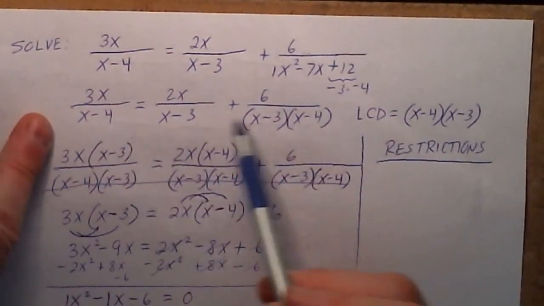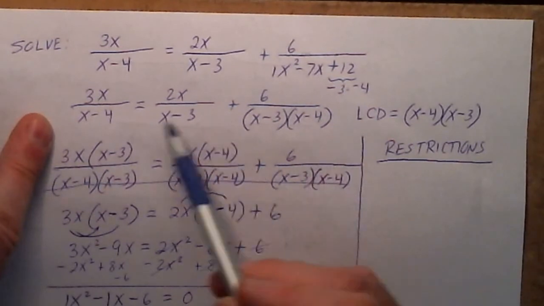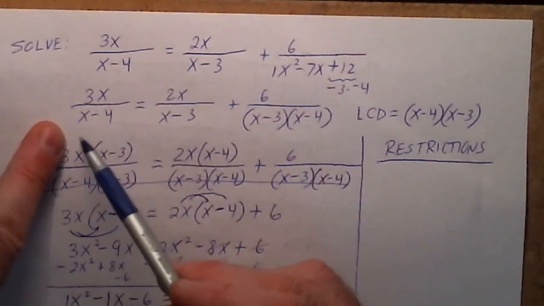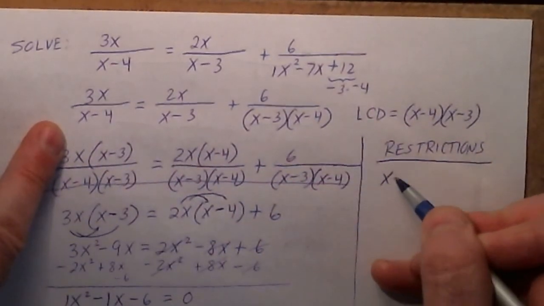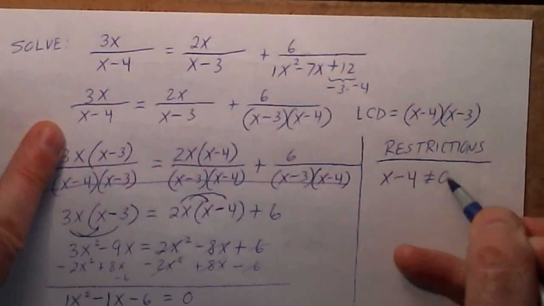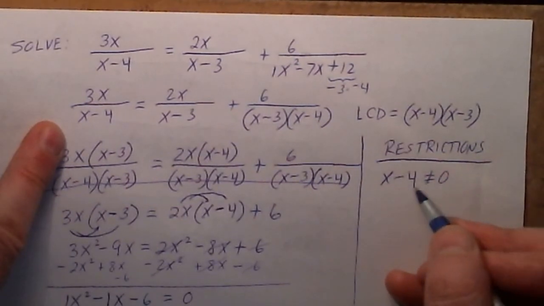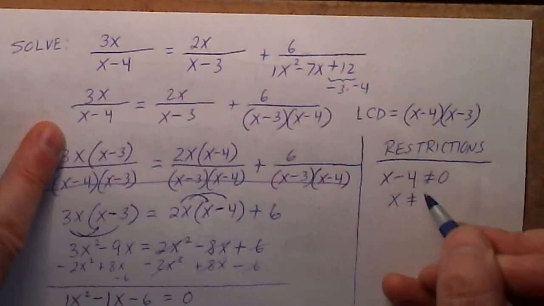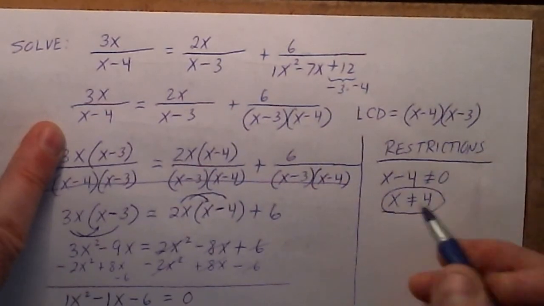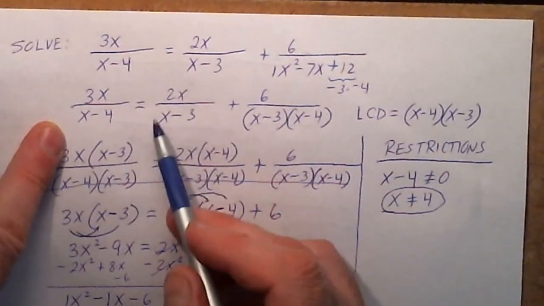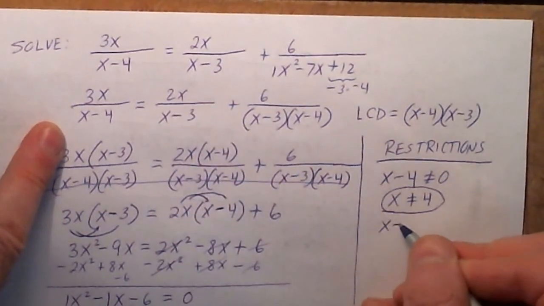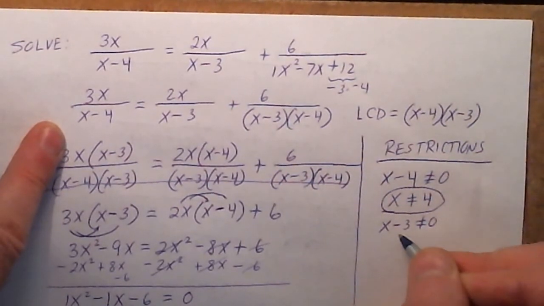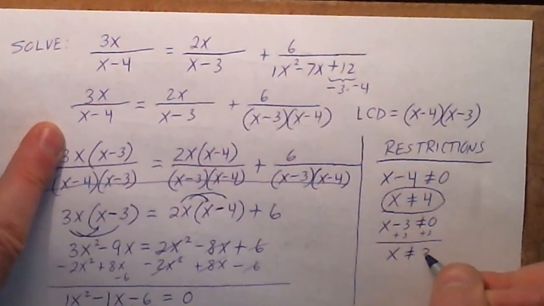I'm going to look at the rational equation where all of our denominators have been completely factored. In order for this denominator never to be equal to 0, x minus 4 better never be equal to 0. So x minus 4 better never be equal to 0, which is to say when you add 4 to both sides, x better never be equal to 4. That's one restriction. In order for this denominator to never be equal to 0, x minus 3 better never be equal to 0. Hence, when you add 3 to both sides, that's implying that x better never be equal to 3.